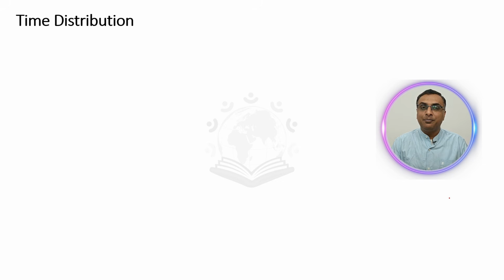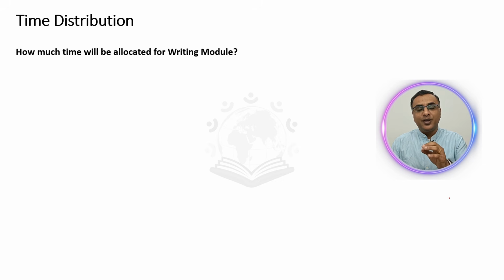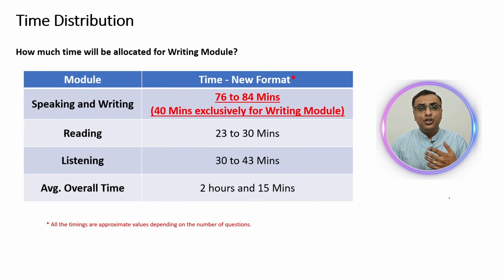Let's look at another prerequisite with regards to time distribution. How much time will be allocated for your writing module? You would get 40 minutes of exclusive time to complete your writing module. That is because you would get 2 questions of summarized written text and 1 essay writing question. So this is how your time will be allocated for the writing module questions.